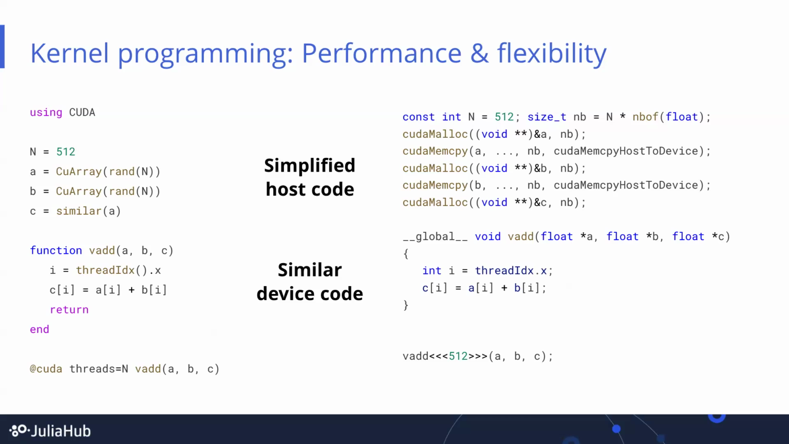This is comparing how you would do it in CUDA C, where you have a bunch of host operations. It's CPU, it allocates CPU memory. This is your kernel function. With this triple angle bracket implementation, you launch this vector addition function over 512 threads on this data that you've allocated. And this is the equivalent in Julia using CUDA.jl.